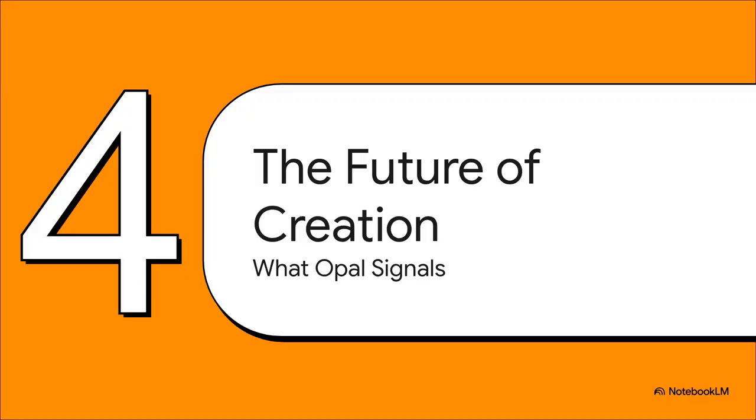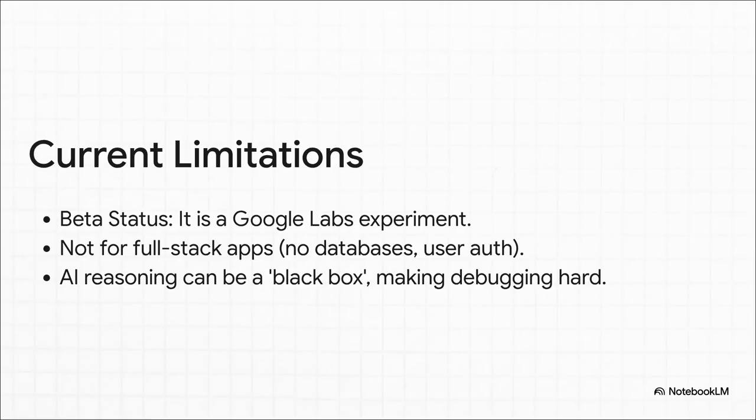So, what does all of this mean for the future? When you step back and look at it, Opal isn't just another cool app. It's a sign. It's a signal of a massive shift in how we're all going to create things with technology. Now, let's be real for a second. We have to keep our feet on the ground. Opal is still very much an experiment from Google Labs. It's a beta product. You're not going to build the next Facebook on it. There are no databases or user logins. And, because the AI is doing so much of the work, sometimes it can be a bit of a black box, which makes fixing problems a little tricky. So it's super important to know what its limits are right now.